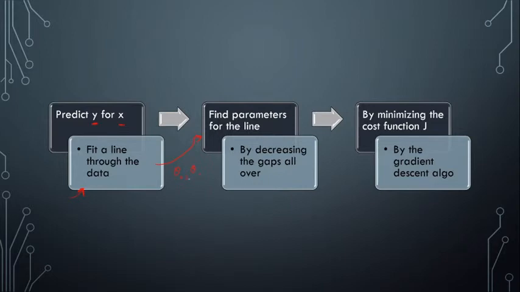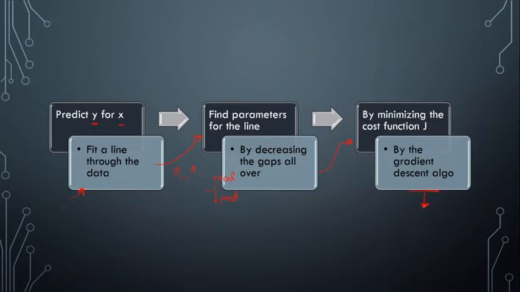How are we going to do this? We're going to do this by decreasing the gaps which we had for the real value and the predicted value, right? So we decrease this gap. We're going to decrease this gap by the cost function J, by minimizing the cost function J, and we're going to minimize this cost function J by the gradient descent algorithm.